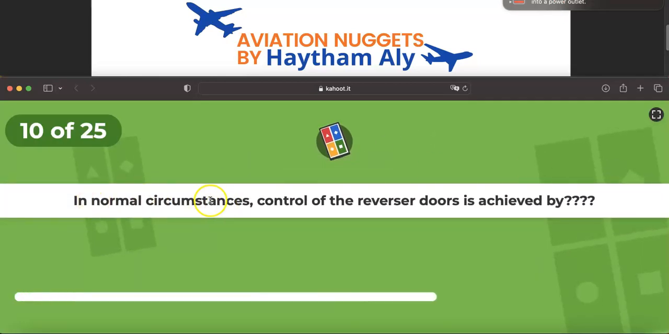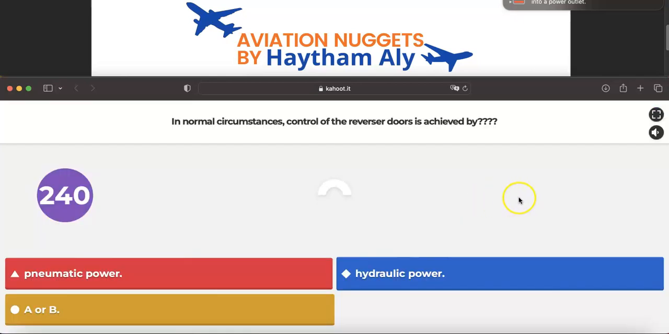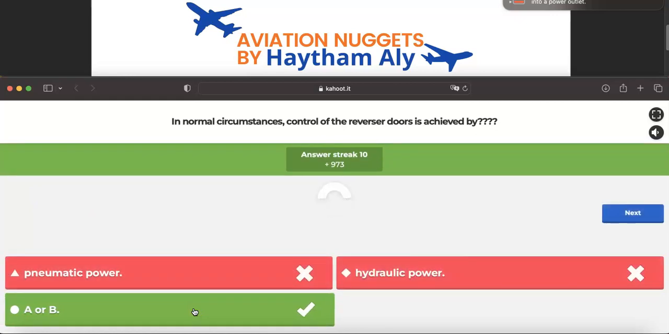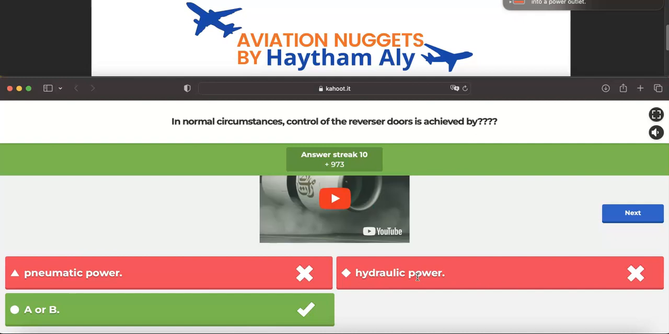In normal circumstances, control of the reverser doors is achieved by pneumatic power or hydraulic power, A or B? Yes, the right answer is B. In most aircraft, hydraulic power actuates the thrust reverser door. In most aircraft, hydraulic power is used to allow the pivoting door or translating sleeve to move rearward.